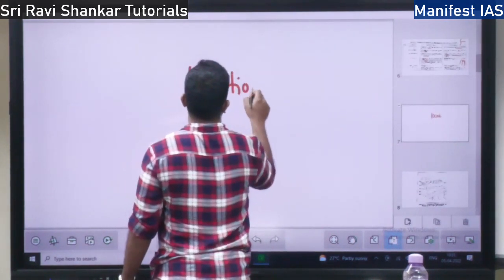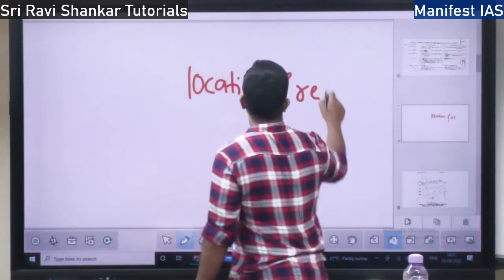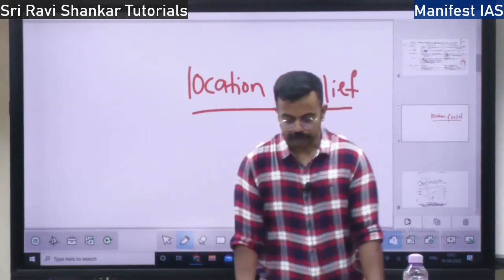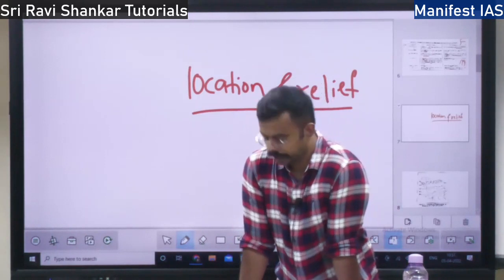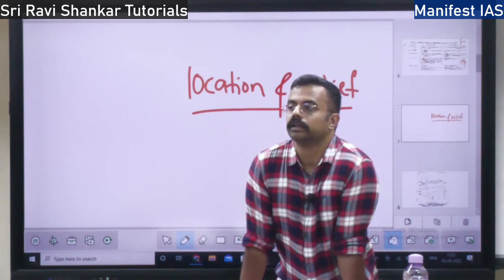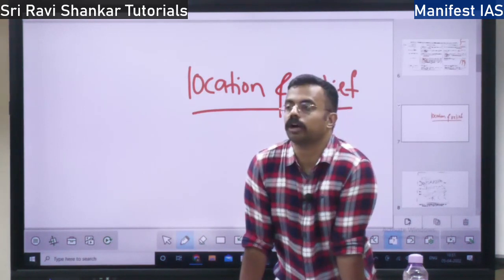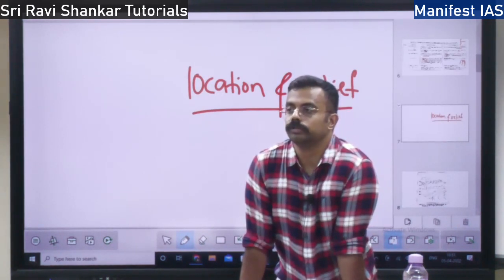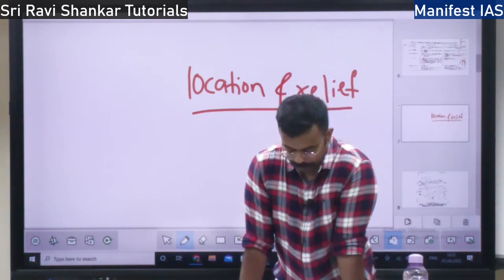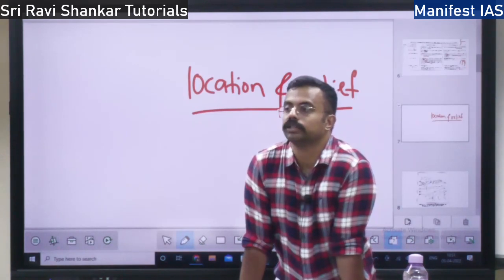Location and relief is the first climate determining factor, not only in India, everywhere. First we will discuss with respect to India. With respect to location, we have to talk about latitude. So when we talk about latitude, what determines the climate? The first thing is the Tropic of Cancer. The Tropic of Cancer passes through India, right? Through the middle of India.